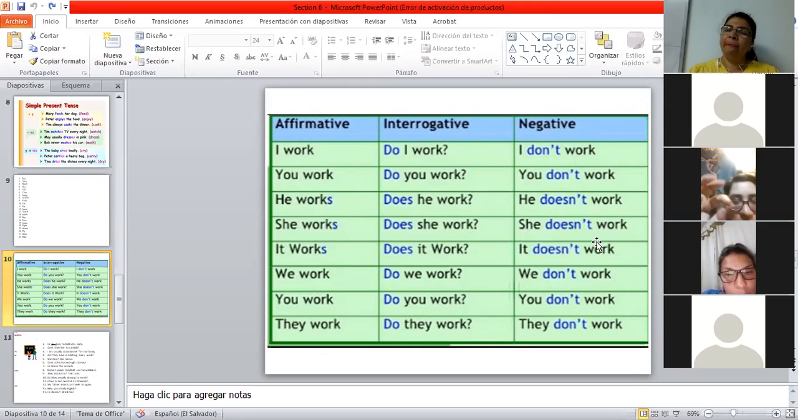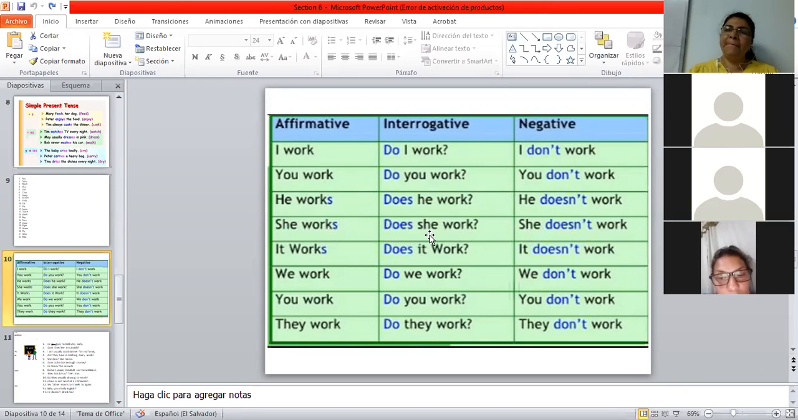Negative. She doesn't swim. She doesn't swim. And interrogative. Does she swim? Very good. Does she swim? Very good. Then we're going to practice now with these 22 verbs and with these three forms, all right? Okay, yes. Very good.